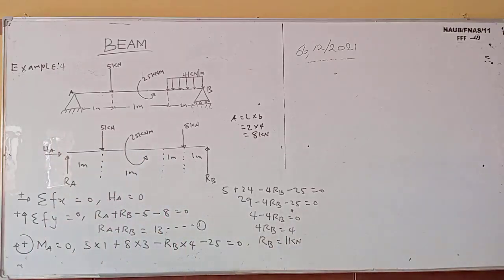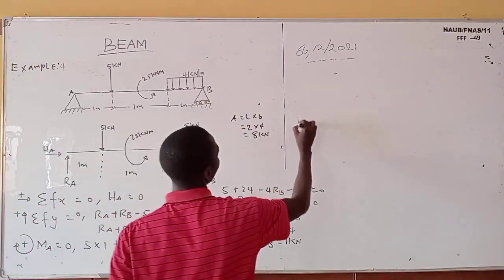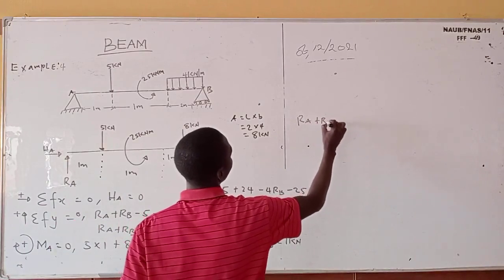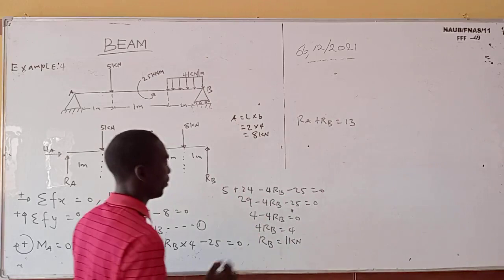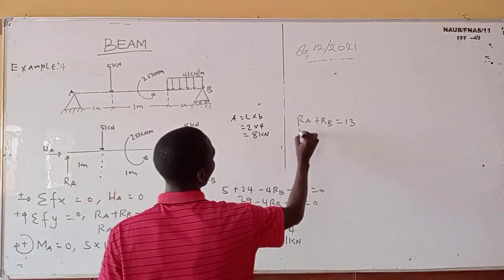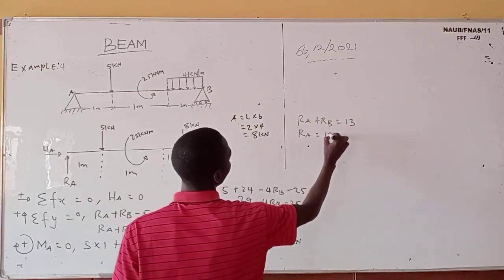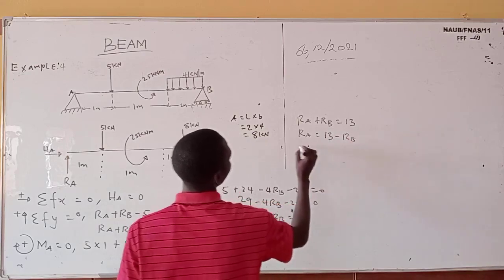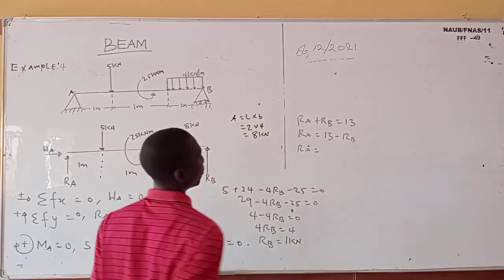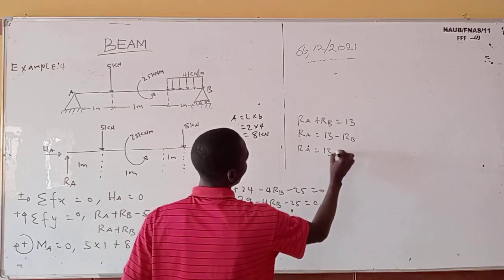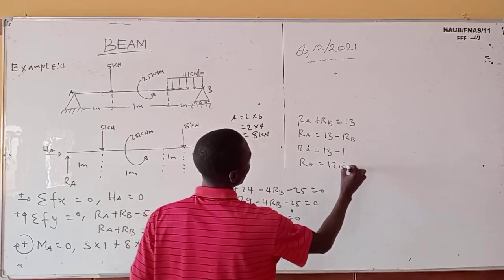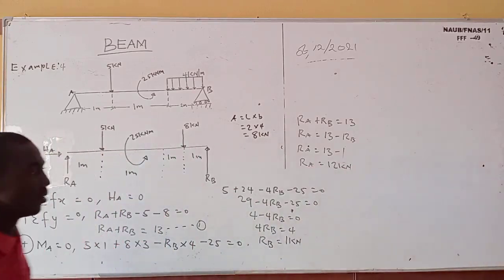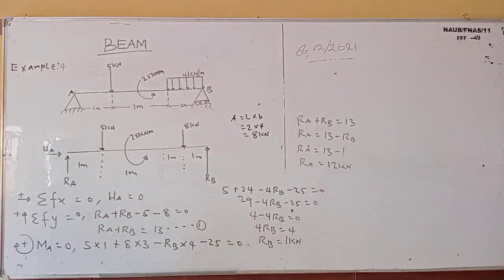So for me to get my R_A now, what will I do? I'll come back to my equation 1, which is R_A plus R_B equals 13. So R_A will be equal to 13 minus R_B. So R_A will be equal to 13 minus 1. So R_A is equal to 12 kilonewton. So here ends the solution. Thanks.